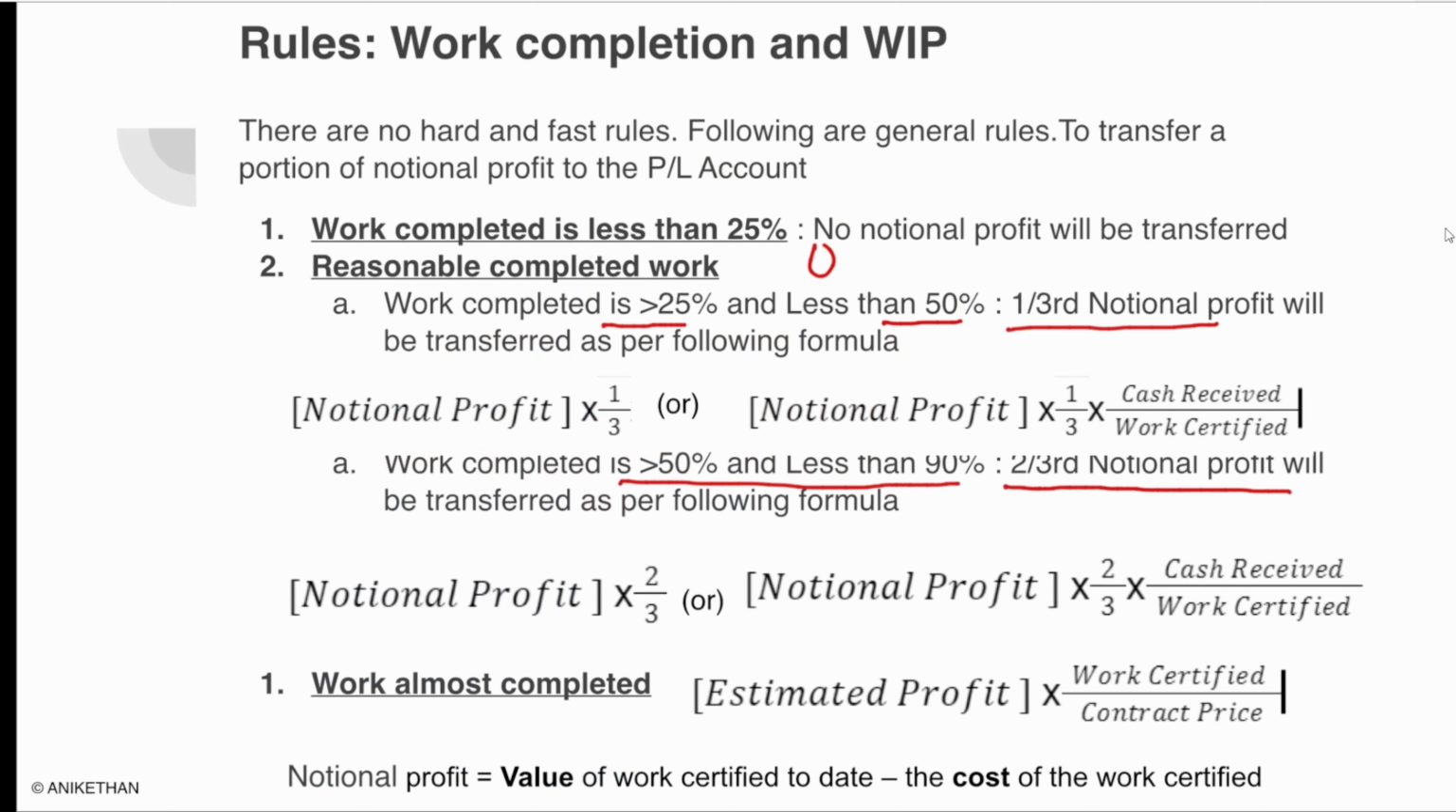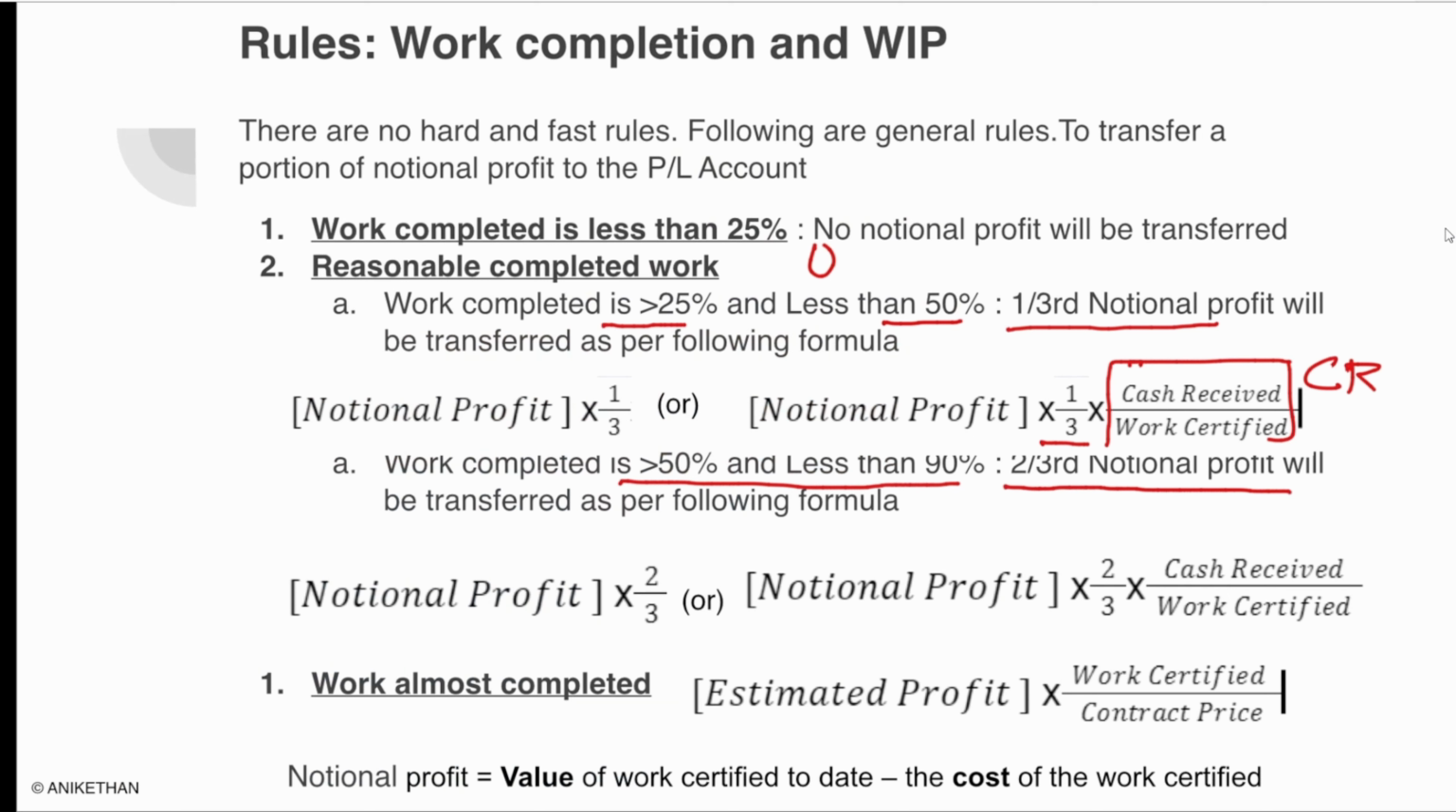So the formula is given as notional profit into 1/3 into cash received over work certified. This is collectively called the cash ratio. Whenever there is a contract happening, let's say the work certified is 40 lakh. The contractor will never get 40 lakh. He will get 35 lakh or 30 lakh and the balance is retained with the contractee. The main reason is the contractor should not run away taking the amount. The work will be halted if the contractor runs away. So the contractee retains this amount and that ratio is called the cash ratio.